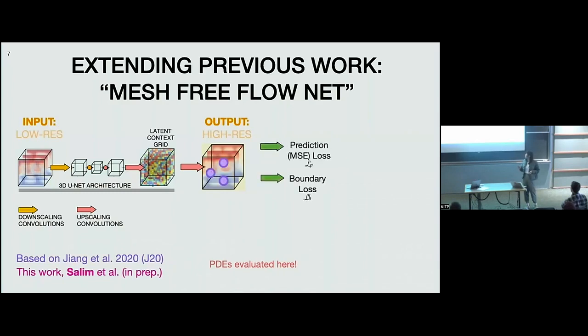So the data here is sampled randomly, and then it's directly compared against the data points from the original direct numerical simulation to get a mean squared error loss, to see how closely the numbers replicate the direct image. And the boundary points are also evaluated to see how well the boundary conditions are satisfied.